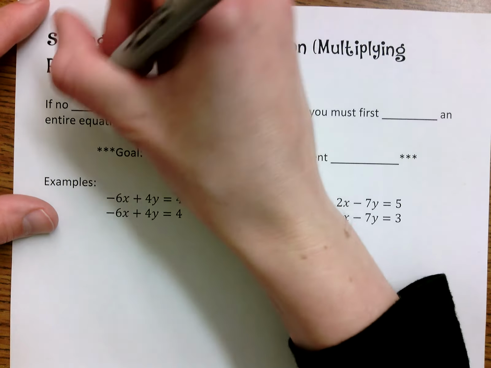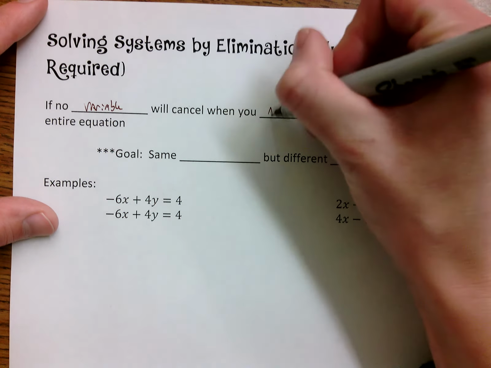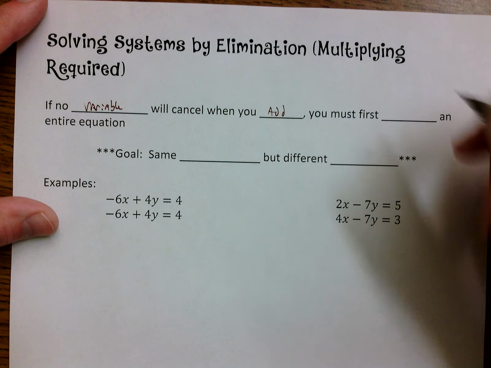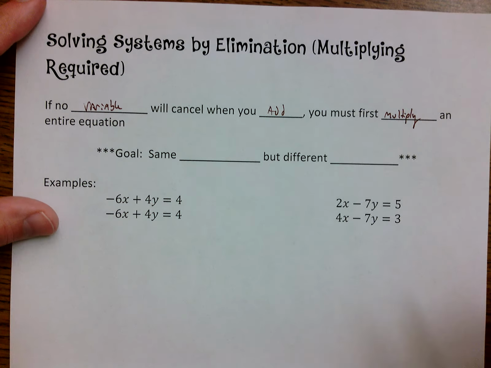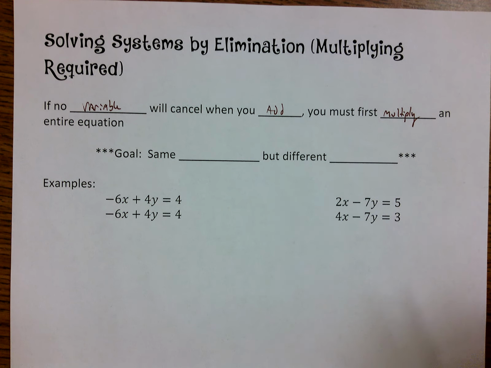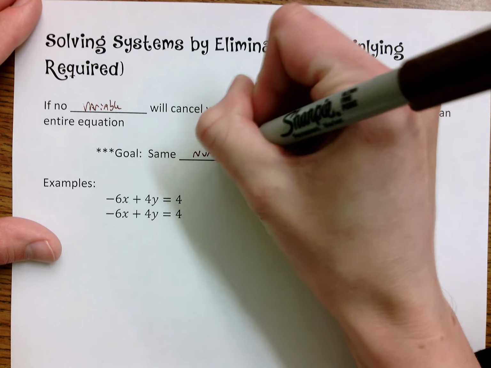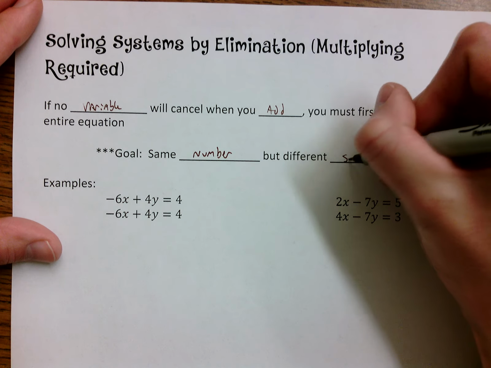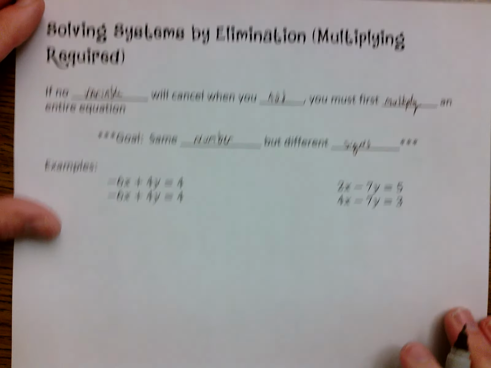If no variable will cancel when you add, you have to first multiply an entire equation. So if none of your variables are going to cancel when you just add the equations together, we're going to multiply an entire equation so that they will match. As a reminder, our goal is that you need to have the same number but different signs. Okay, so let's take a look.